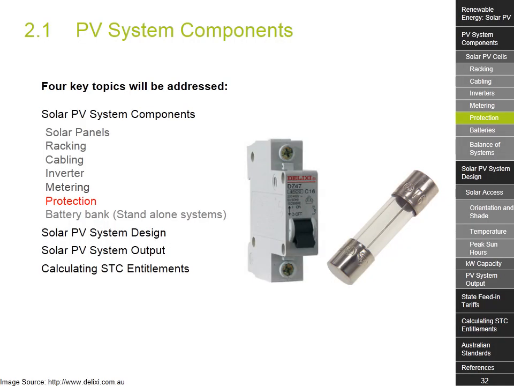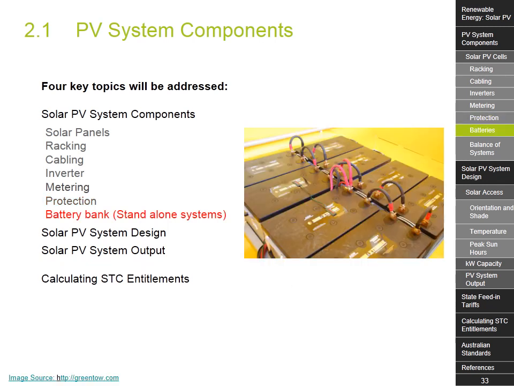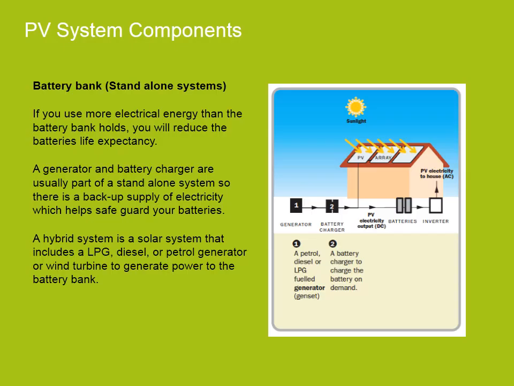Solar panels, being roof-mounted electrical devices, also require a certain level of protection. Components such as fuses, circuit breakers, and AC isolators act as anti-islanding protection. Battery banks are necessary in standalone solar PV systems to store the electrical energy generated. A generator and battery charger are usually part of a standalone system, so that in events of extended bad weather, you have a backup supply which helps safeguard your batteries.